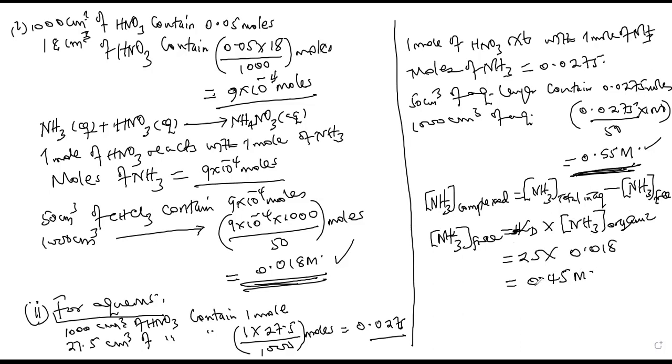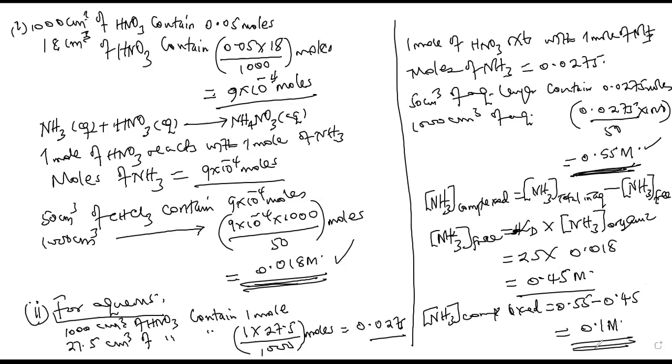0.45 molar. Now remember, we need the complex ammonia. So the concentration of complex ammonia is going to be equal to total ammonia, which is 0.55 in aqueous, minus free ammonia, which is 0.45. And this is going to give me 0.1 molar. So the concentration of complex ammonia is 0.1 molar.